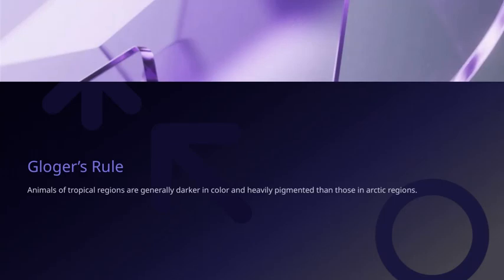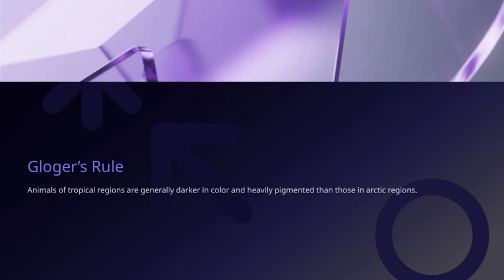Let's talk about how animals' coloration varies across different regions. Generally, animals in tropical regions tend to be darker and more heavily pigmented compared to those in Arctic regions. This difference is actually explained by a principle known as Gloger's rule. Basically, it suggests that the darker pigmentation in tropical animals helps them adapt to their environment, possibly by providing better camouflage or protection against the sun. Conversely, animals in colder, Arctic regions tend to have lighter coloration, which can help with insulation and avoiding detection in snow and ice.